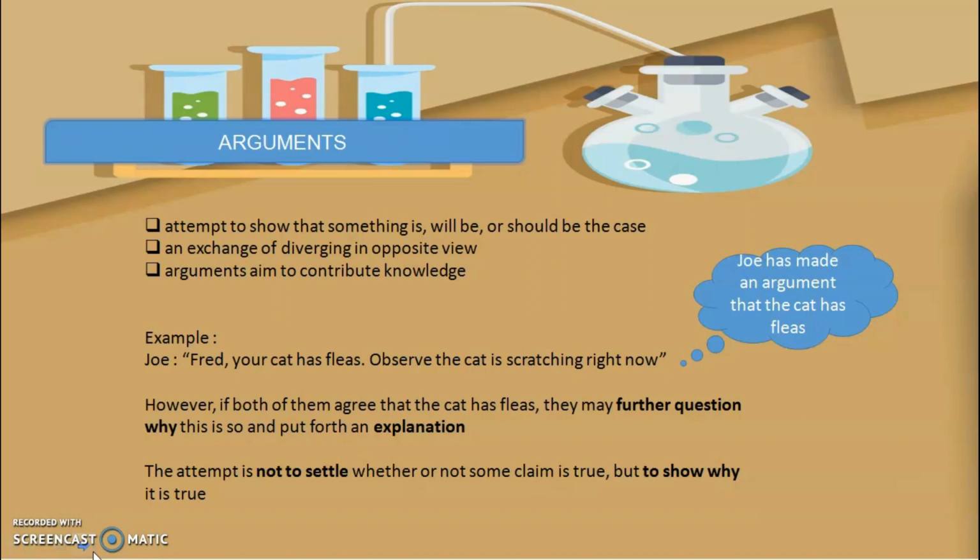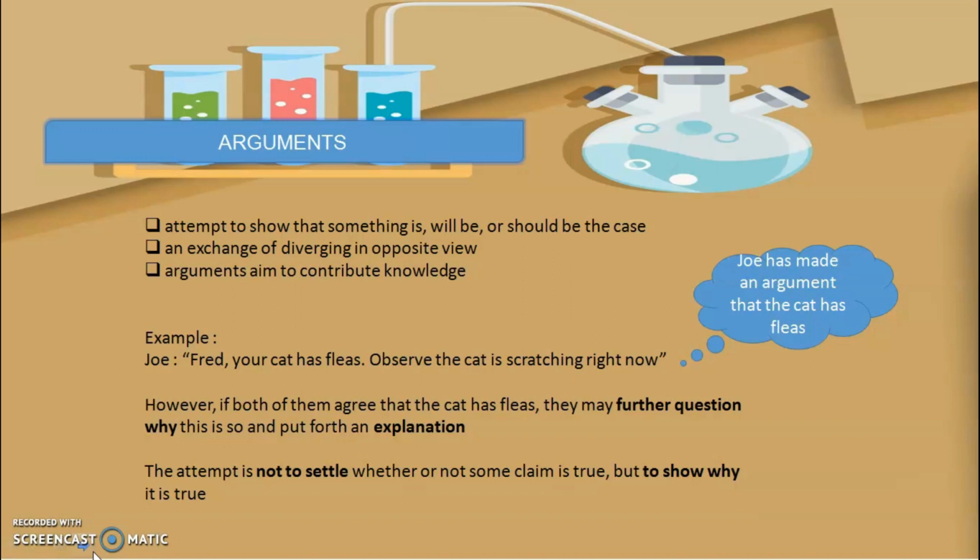Arguments attempt to show that something is, will be, or should be the case. Explanations try to show why or how something is or will be. In other words, argument is an exchange of diverging and opposite views and its aim is to contribute knowledge.